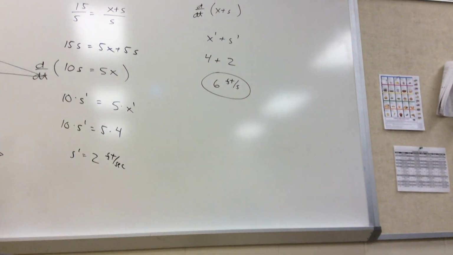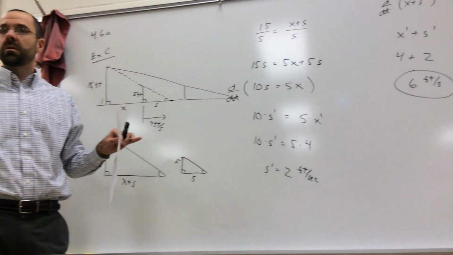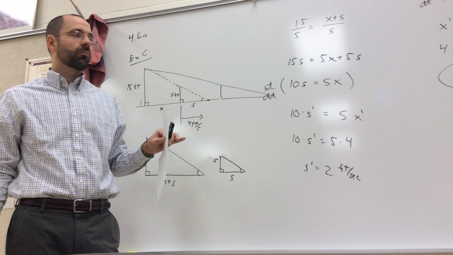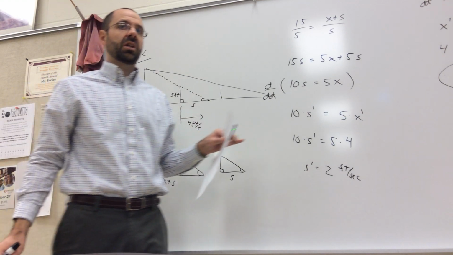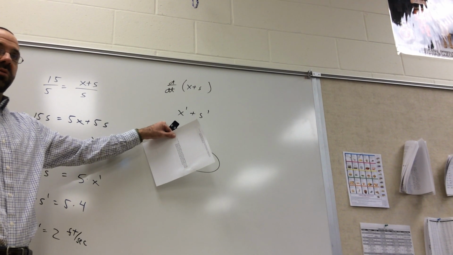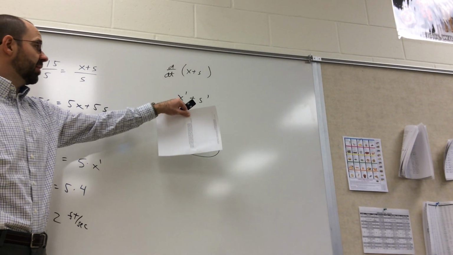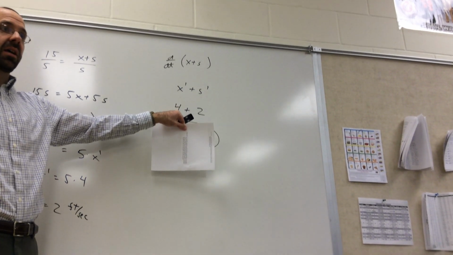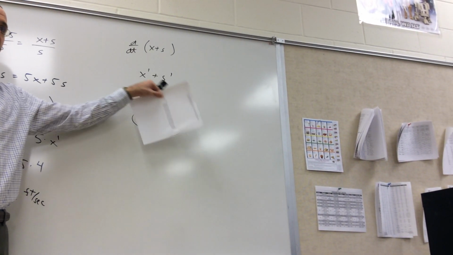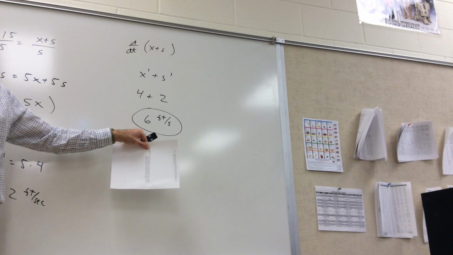Is everybody okay with that? Okay, so what this was about was just pointing out that the end of the shadow is moving for 2 reasons. It's moving partially because the man is moving, and it's also moving partially because the shadow is getting longer. And altogether, that's increasing at 6 feet per second.